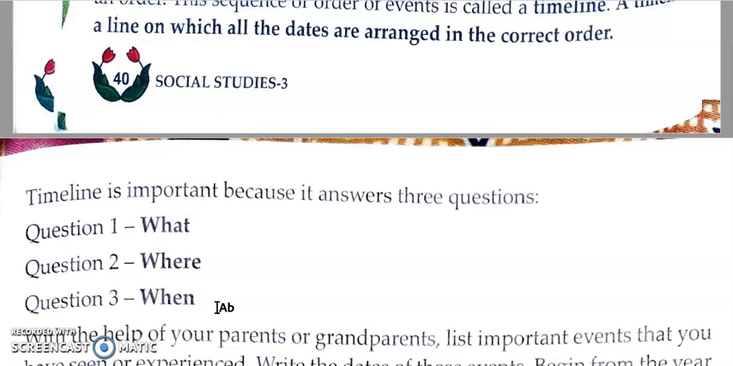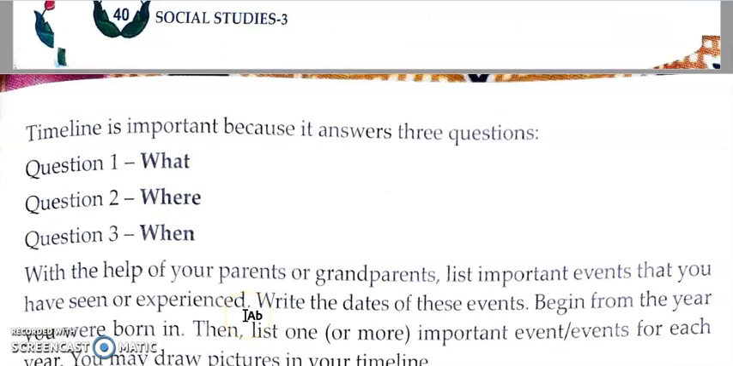With the help of your parents or grandparents, list the most important events that you have seen or experienced. Write the dates of these events beginning from the year you were born in. See, these you have to do after reading the chapter and I am discontinuing the chapter here and we will do it next time. Okay.